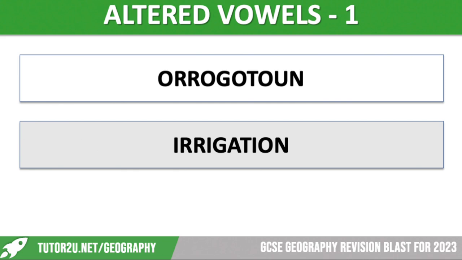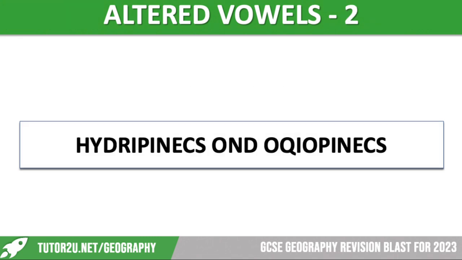Another issue is it can lead to waterlogging of soil if the land isn't drained properly, and you can also have salinisation where you have a build-up of salts. Right, let's move on to the next one. So these two are quite high-tech solutions. Do we recognise these ones?